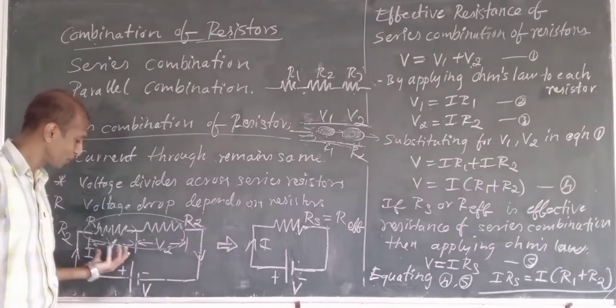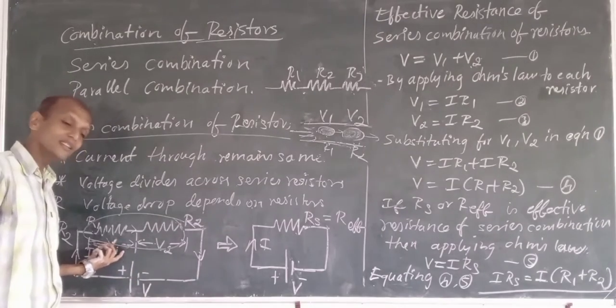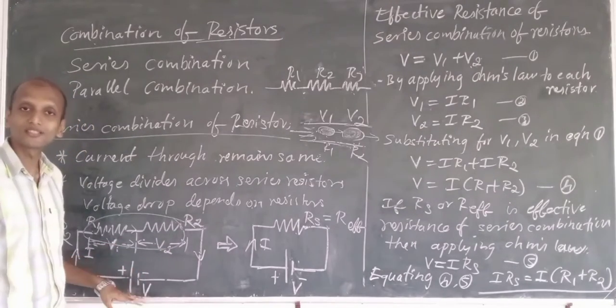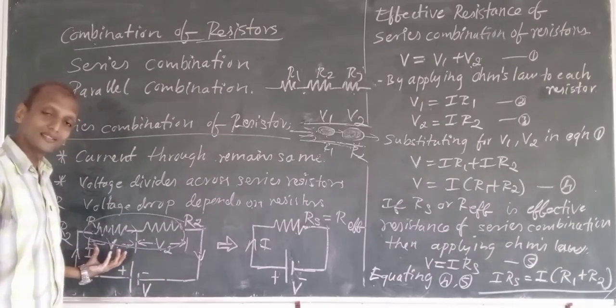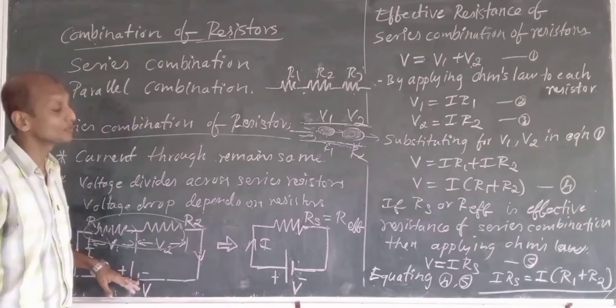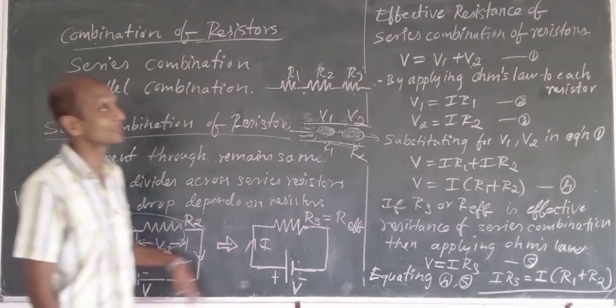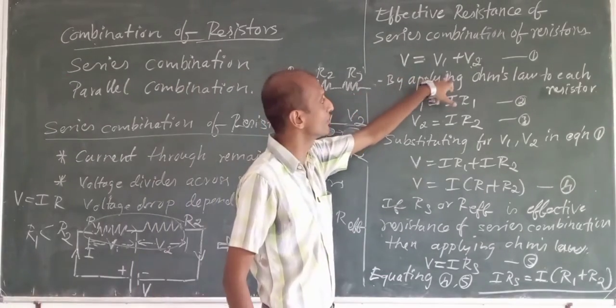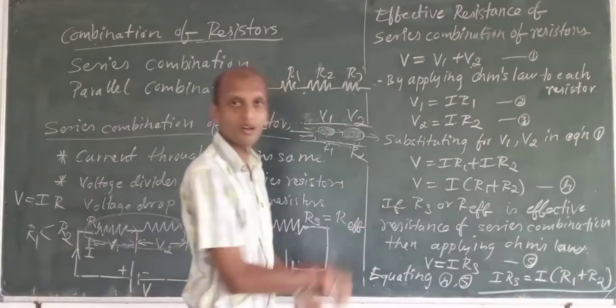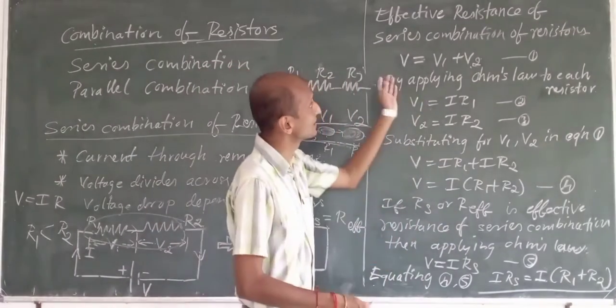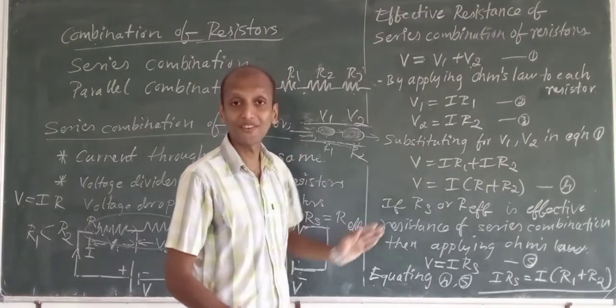I mean the supplied voltage will be dropped across the series combination of resistances. So then the total voltage I can write as V will be equal to V1 plus V2. So that is equation 1. In this way I can go for the simplification or calculation of the effective resistance.